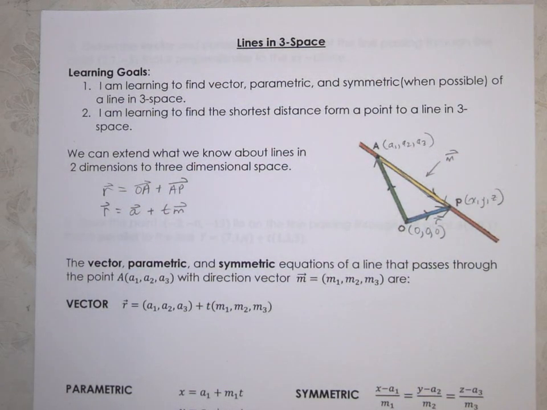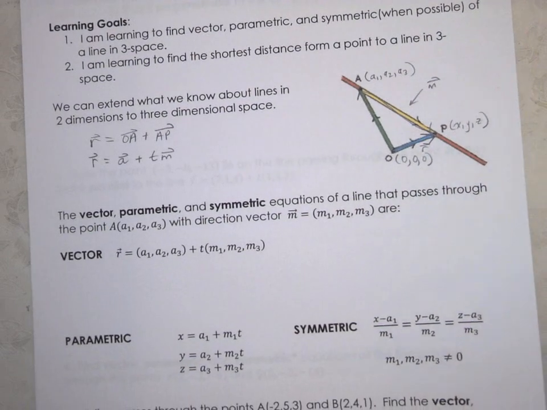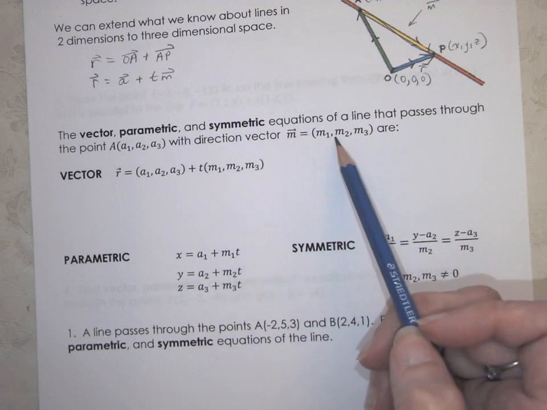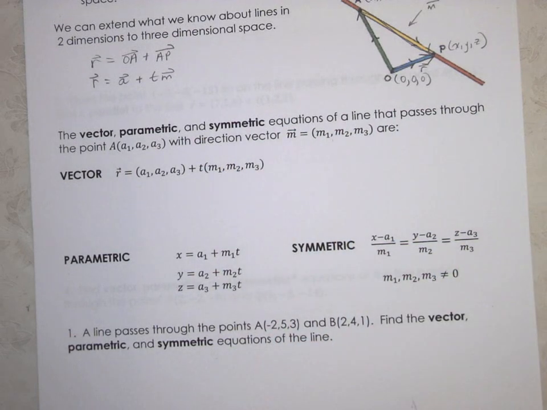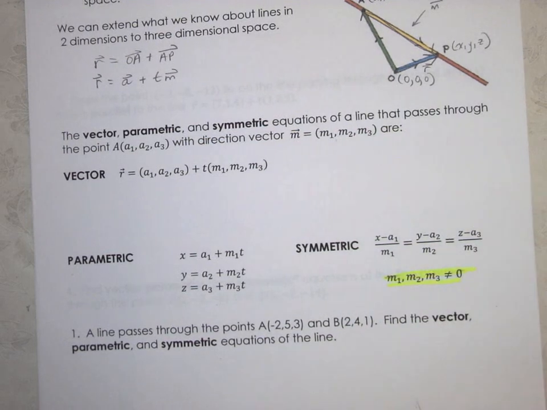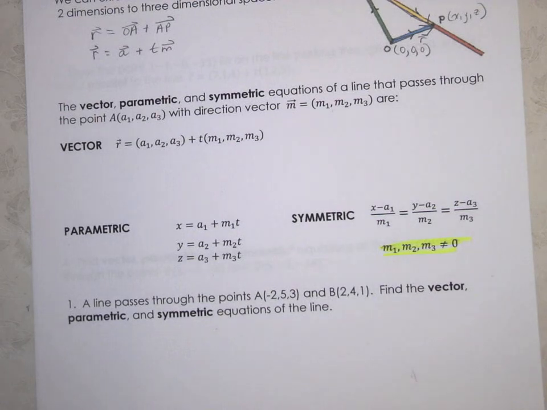Okay? So vector, parametric, and symmetric equations of a line that passes through the point A, A1, A2, A3 with direction vector M equals M1, M2, M3 are just like we would expect them to be, noting in the symmetric equations that none of the direction vector components can be 0. I'll show you what happens if that happens to be the case. So our first question: a line passes through the points A, -2, 5, 3, and B, 2, 4, 1. Find the vector, parametric, and symmetric equations of the line.